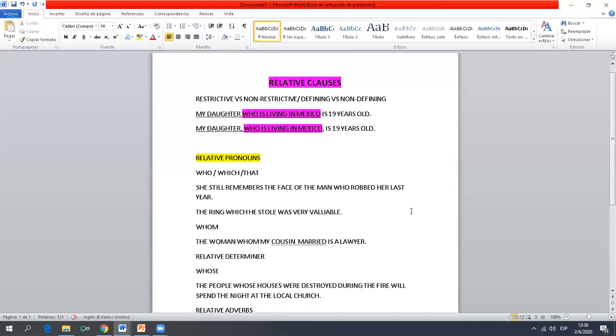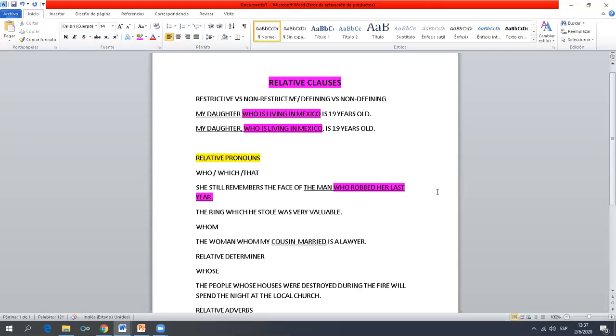She still remembers the face of the man who robbed her last year. Can you identify the relative clause here? Yes, who robbed her last year is our relative clause. As I said before, this relative clause appears within the boundaries of a noun phrase. The underlined noun phrase, the man who robbed her last year, is the noun phrase object of the preposition of. And inside you find a defining relative clause.